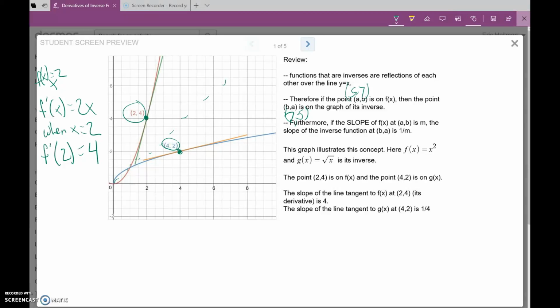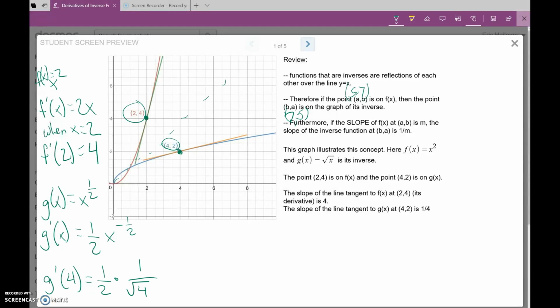So that means that if what I've said over here about the properties of inverse is true, then the slope of square root of x at 4 comma 2, the reflection point, should be 1/4. And we can figure that out. So if g of x is square root of x, that means g prime is 1/2 x to the negative 1/2. So g prime of 4 is 1/2 times 1 over the square root of 4, which turns out is 1/4. So the slopes are reciprocals.